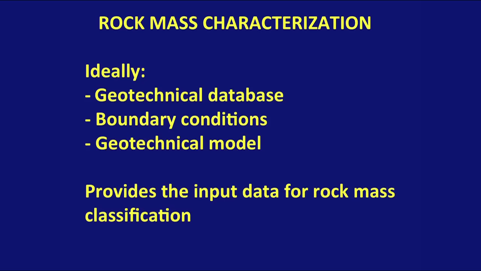Before one goes about rock mass classification, one needs to know what is there in the rock mass. And for that purpose, we need to do rock mass characterization. And ideally, what you want to have is a geotechnical database. You need to know the boundary conditions that are acting on the rock mass, and as a result of all that information, to be able to build a geotechnical model, a conceptual geotechnical model. And this rock mass characterization provides the input data for rock mass classification.